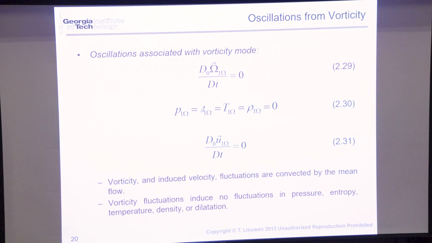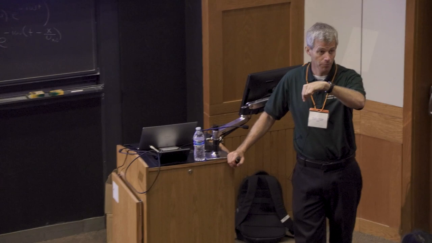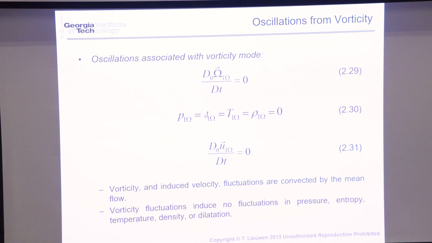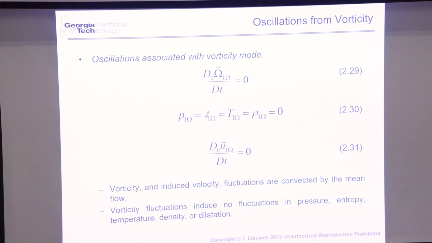A quick question for you. If you take a turbulent jet and you take a pressure sensor, you're going to measure a lot of pressure fluctuations. That says P1 omega equals zero. So how do you bring those two observations together? Has anyone taken an aeroacoustics class? Aeroacoustics is a really interesting field. It's how turbulence generates sound. Like, why do jet engines make so much blast and sound?